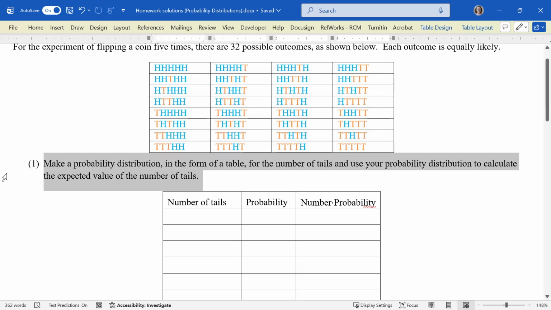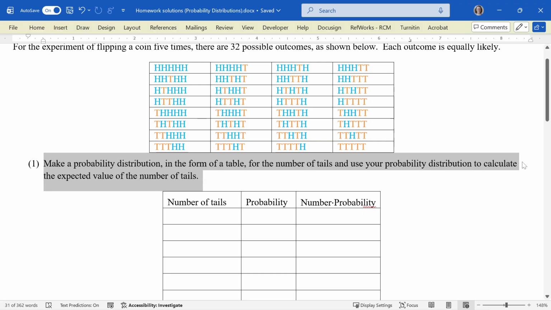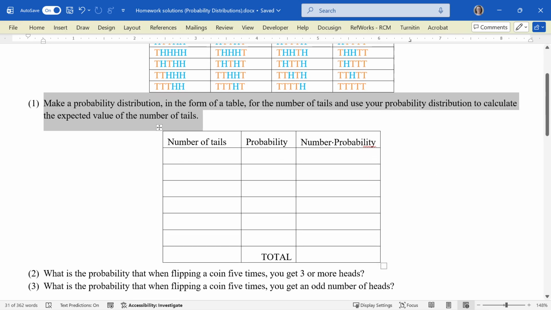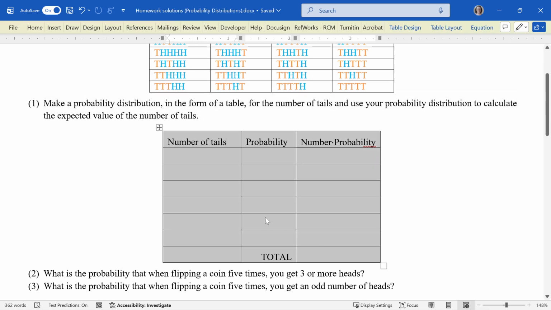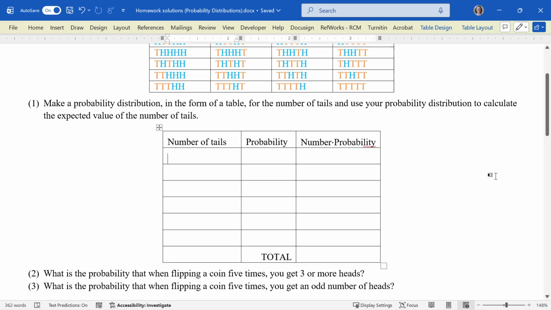So we're asked to make a probability distribution in the form of a table for the number of tails, and use your probability distribution to calculate the expected value of the number of tails. So we're going to fill in this little chart here. On the left column, we want to put the possible numbers of tails. So you can have 0 tails, 1 tail, 2 tails, 3 tails, 4 tails, or 5 tails.